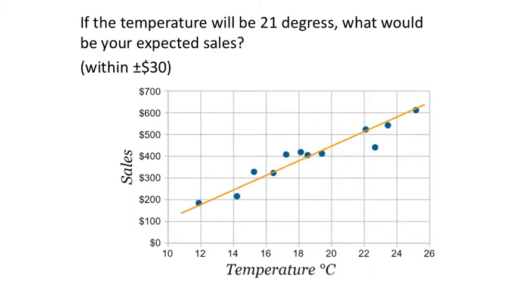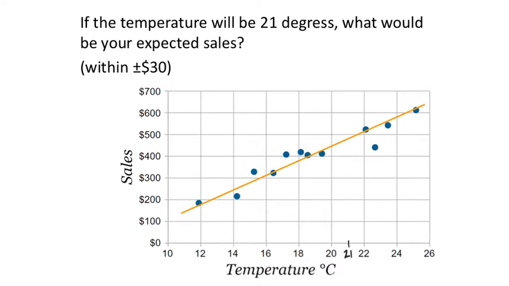If the temperature will be 21 degrees, what would be your expected sales within, so you get to be within $30, it looks like, either way. So, 21 degrees, the first thing, it'd be nice to see where 21 fits in on the graph. We see that the x-axis is representing temperature, and then the y-axis is sales. So it's not like they're comparing degrees with degrees. We don't have to be so specific on that, okay? So I can see here that temperature, degrees Celsius, that's where we want to see where the 21 is. And it should just fit right between 20 and 22, right in the middle. This is where 21 degrees would be.